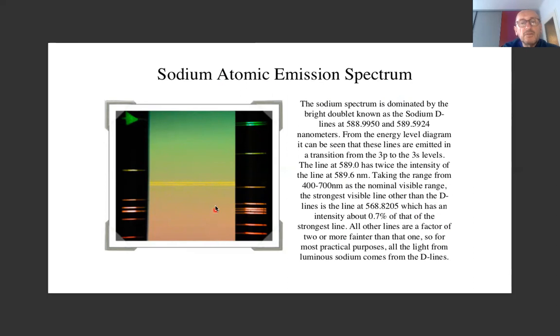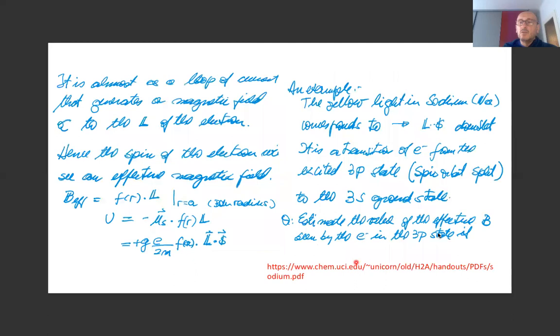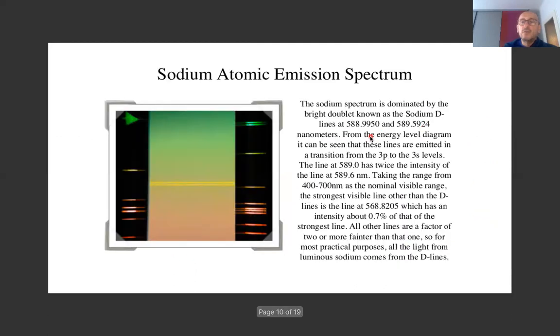It looks very narrow, and then you get these two very narrow lines here. The sodium spectrum is dominated by two bright, well-known sodium D lines. So what does the D mean? I don't know what D means, but it is the transition from the 3p level to the 3s level. D could be doublet, actually, since there are two lines, they call it a doublet.